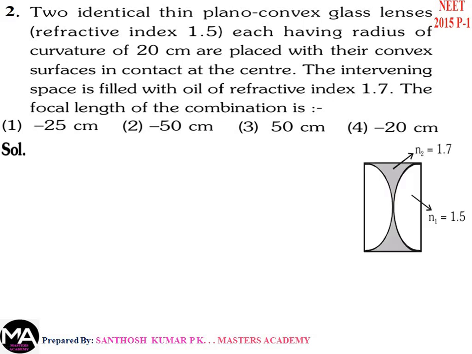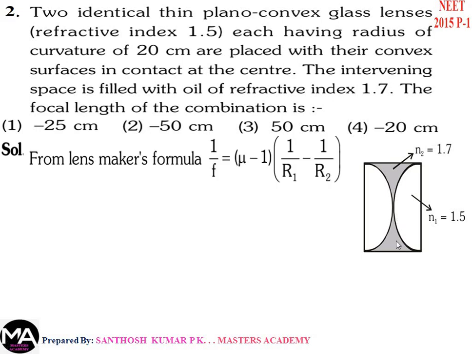So solution, they are given two identical thin plano-convex glass lenses placed with their convex surfaces in contact. Let us consider two identical plano-convex glass lenses which are combined like this. Now the intervening space is filled with oil of refractive index 1.7. So look here, these two are convex surfaces and the oil in between becomes a concave lens.